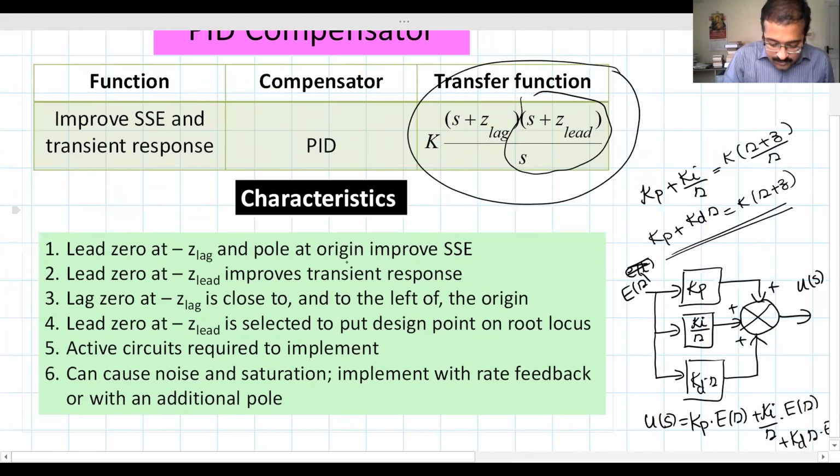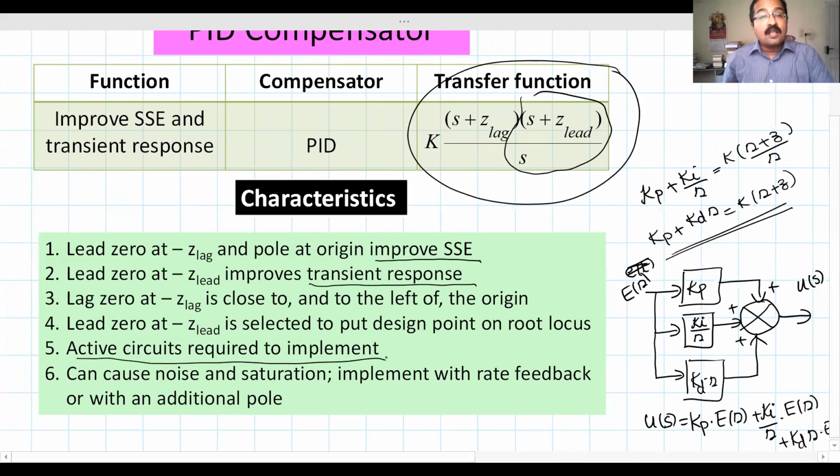So error is driven to zero. It improves the steady state error. Then it can improve the transient response because you are adding a derivative part. Fine. And what else? Active circuits are required to implement. That means you will have to have op-amps and additional power circuitry. Further, it can cause some noise and saturation issues. So these issues are present in the case of a PID compensator.